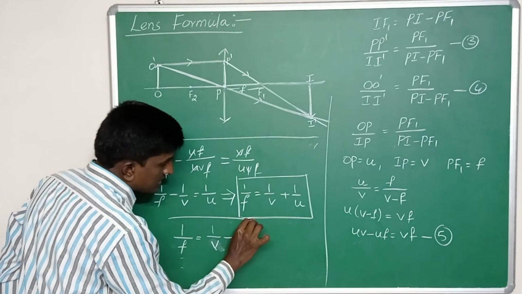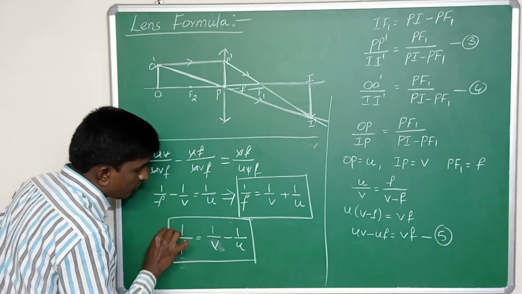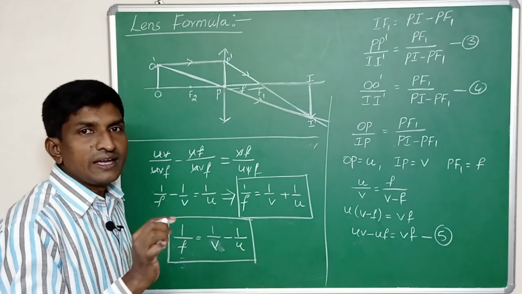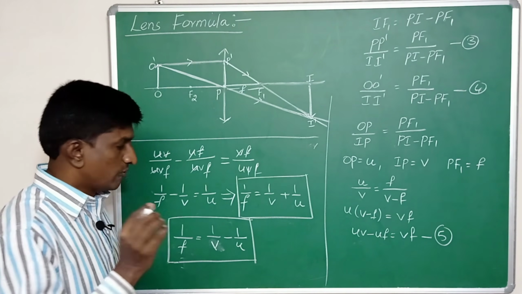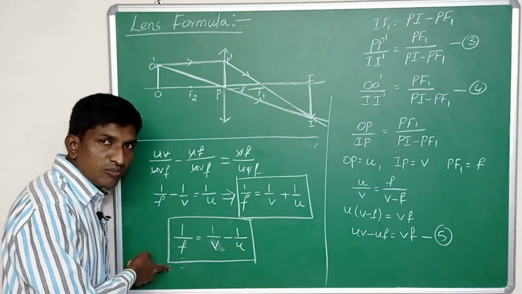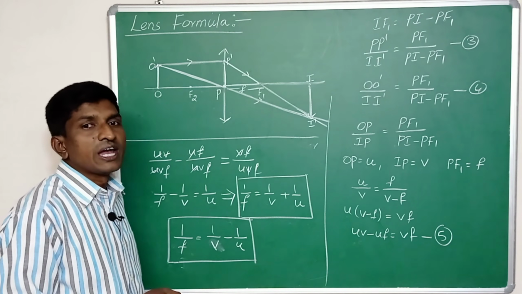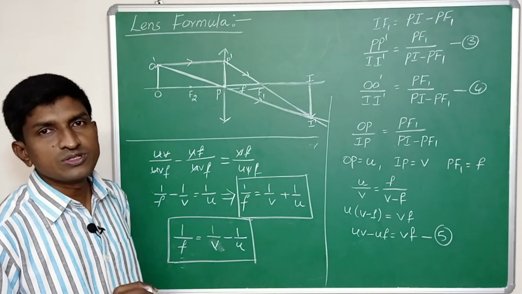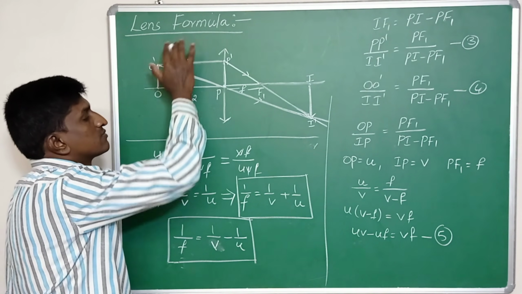So this is called the formula for lens. This formula can be used for any lens, but whenever you use it for other lenses, we have to apply the sign convention. This is about the lens formula.